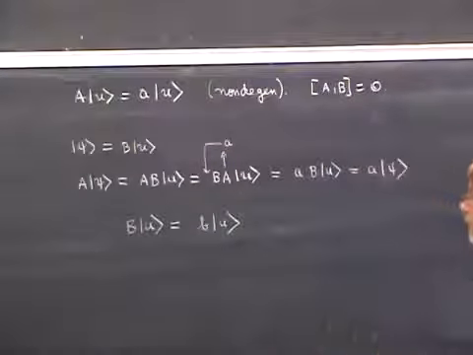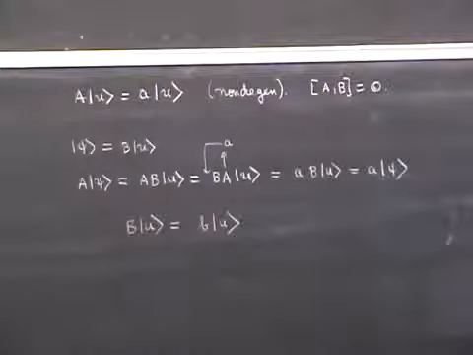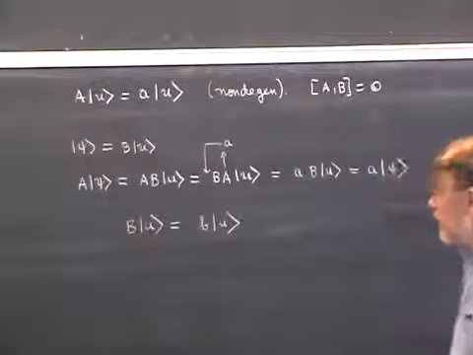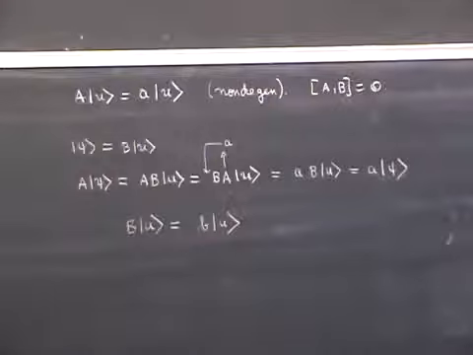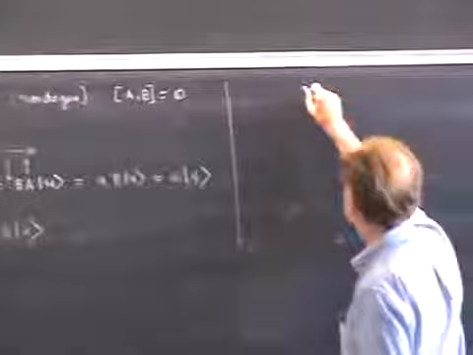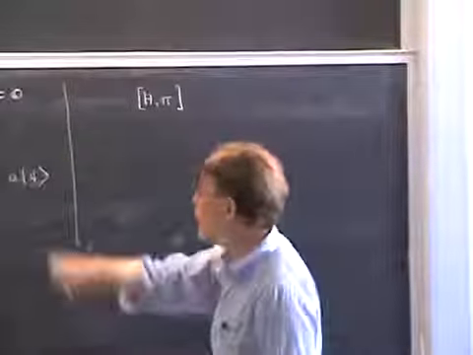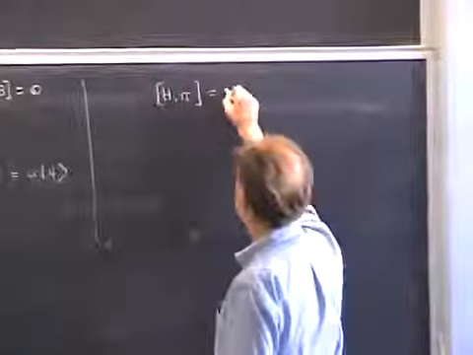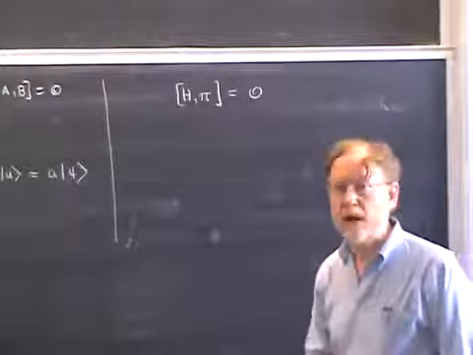Notice that this argument doesn't tell you what the eigenvalue B is, it just tells you that it exists, that this is an eigenstate of B. To give you an example of this, let's suppose we have a Hamiltonian which commutes with parity. This is a typical example of this theorem which occurs in quantum mechanics. Such Hamiltonians are very common in practice.